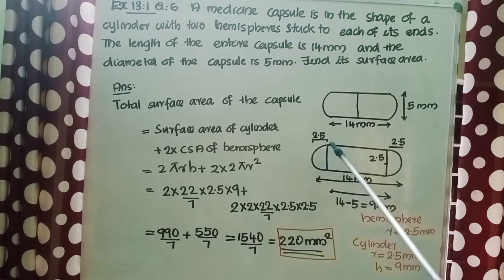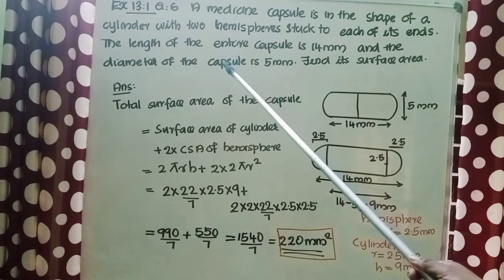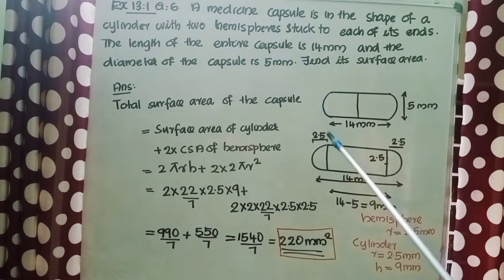Now you can see a cylindrical portion is there. Then two hemispheres are on both ends. Here the total length of the capsule is given 14 millimeter. Here it is given the diameter of the capsule is 5 millimeter. So this length is 5 millimeter. So the radius is 2.5 millimeter.